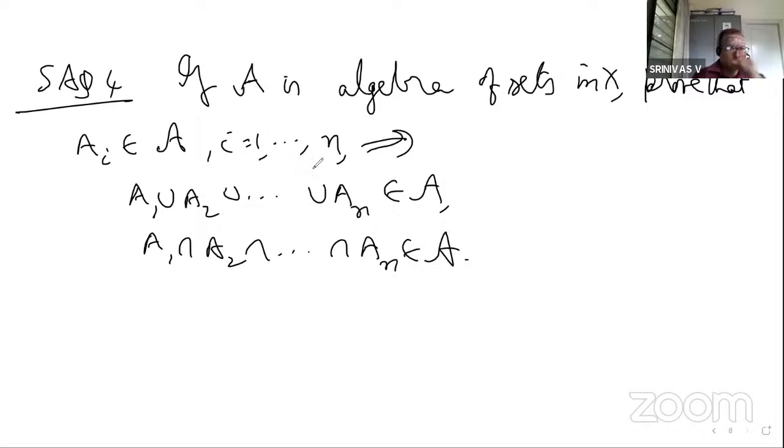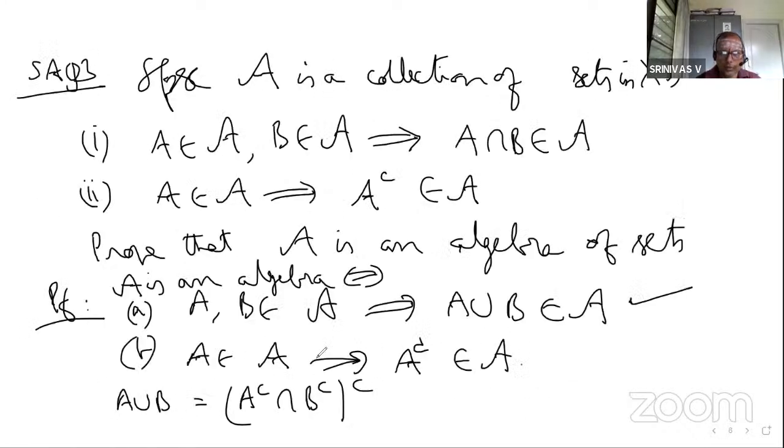So we are given that script A is an algebra, and the A_i are elements from script A. Then we have to show that script A is closed under finite unions and closed under finite intersections. This is what we have to show. How can we show it? What is an algebra? Script A is an algebra means these two conditions are true: it is closed under union of two sets, and it is closed under complements.